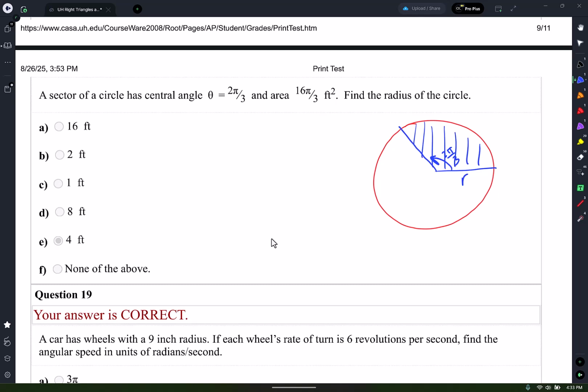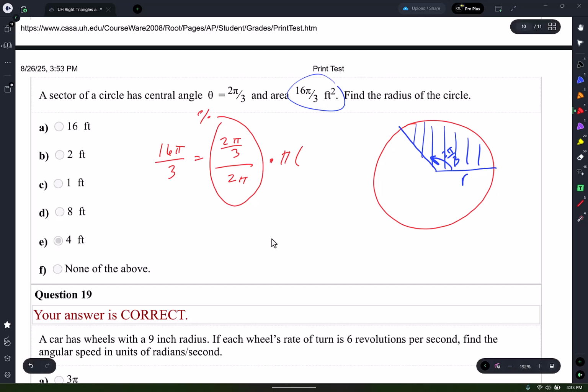Okay, so here we go. This is my area. So I'm going to go 16 pi over 3 equals 2 pi over 3 over 2 pi. This is like your percentage, times pi r squared. Let me just stop here and see what question you have. Okay, what's up?